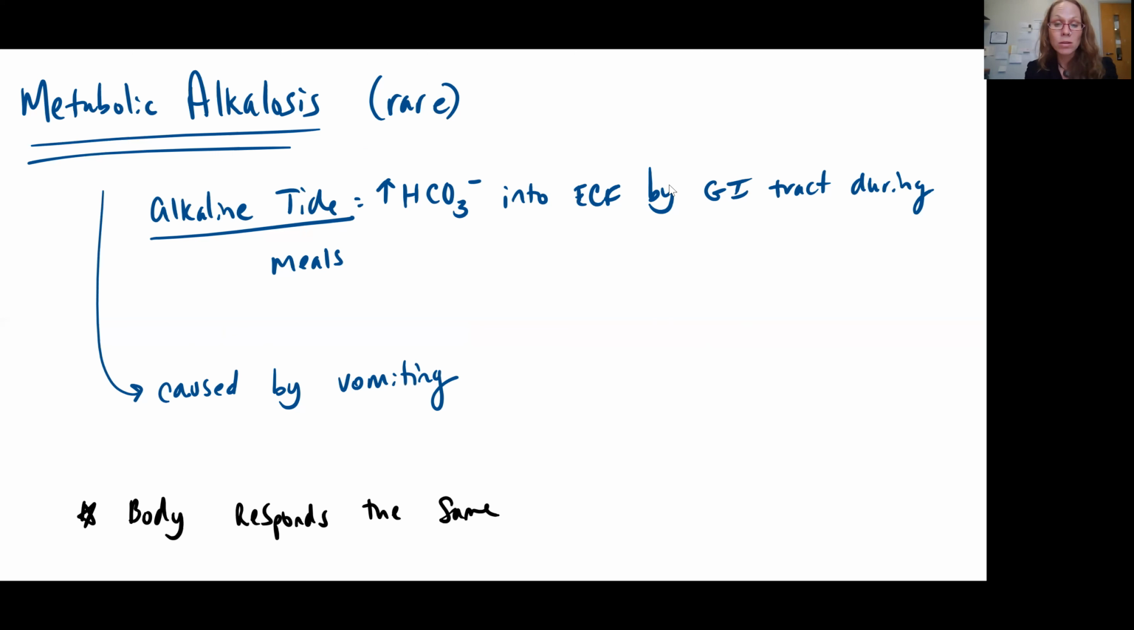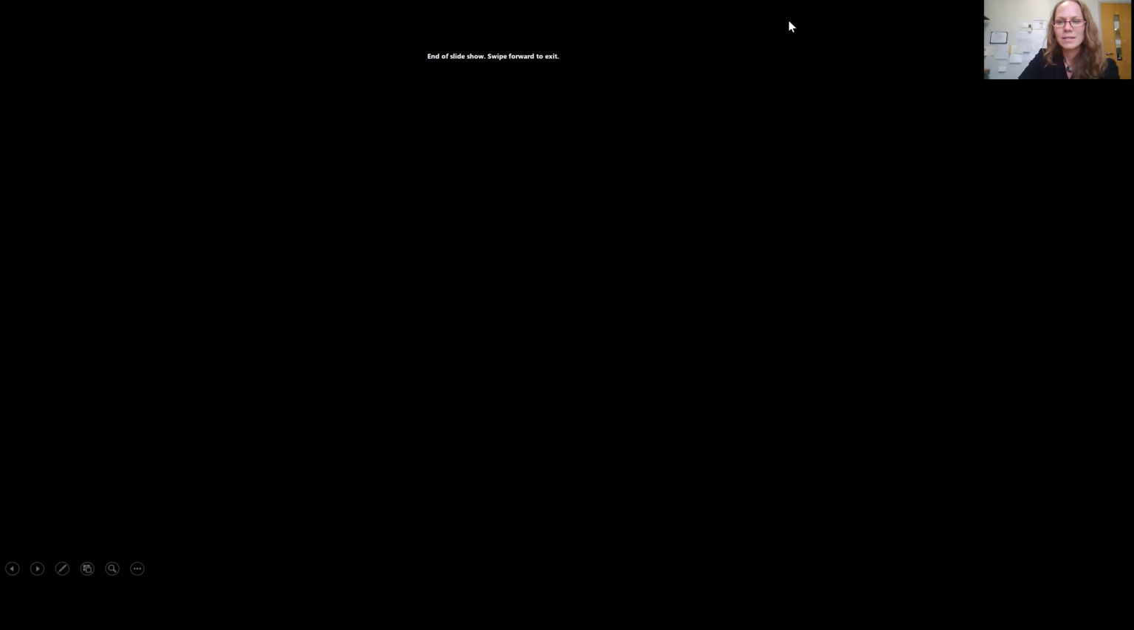But metabolic alkalosis can also be caused by excessive vomiting. So that can be a source here. But again, the body is responding the same way that we saw to the respiratory alkalosis. And that is it.